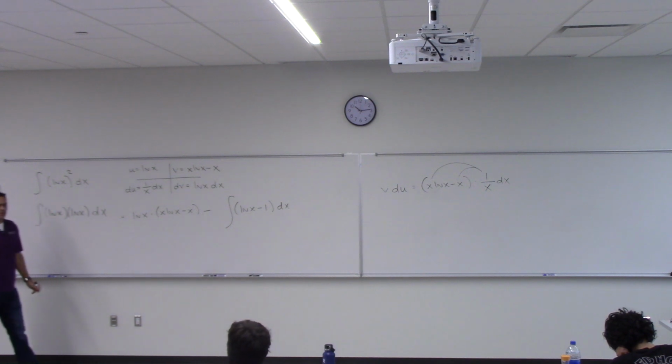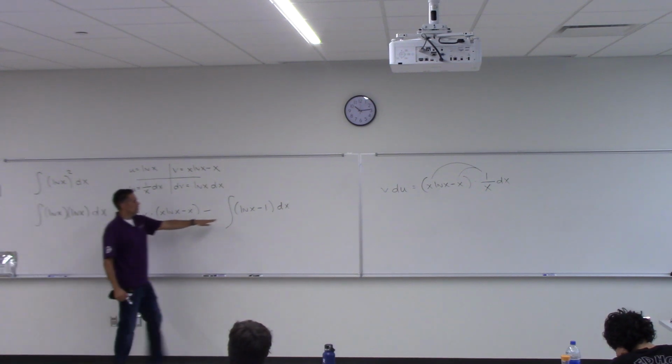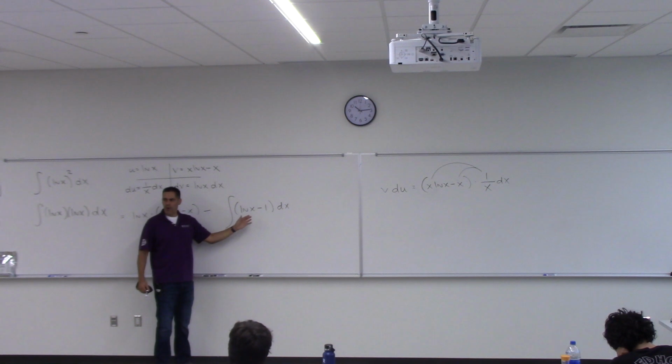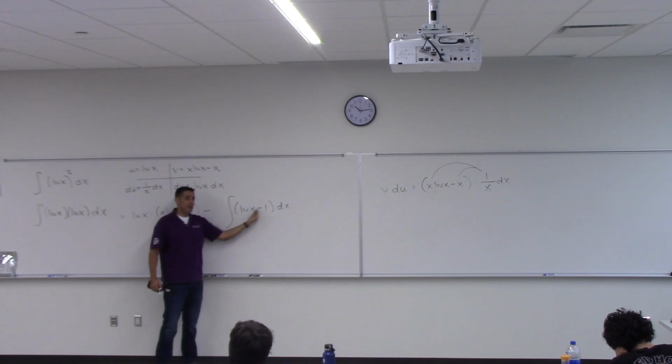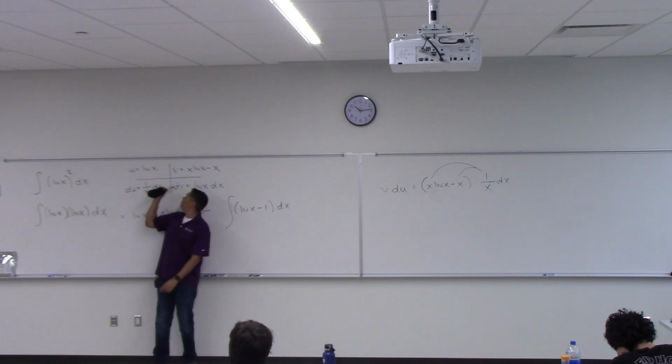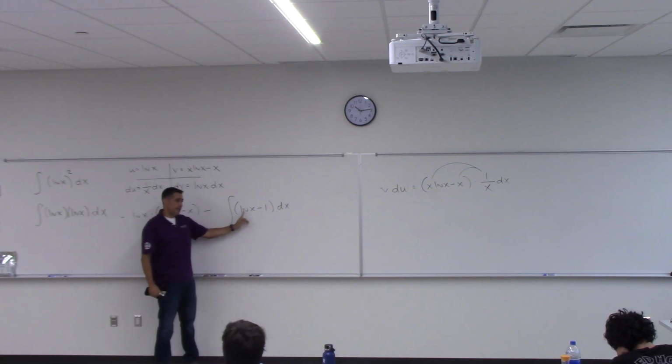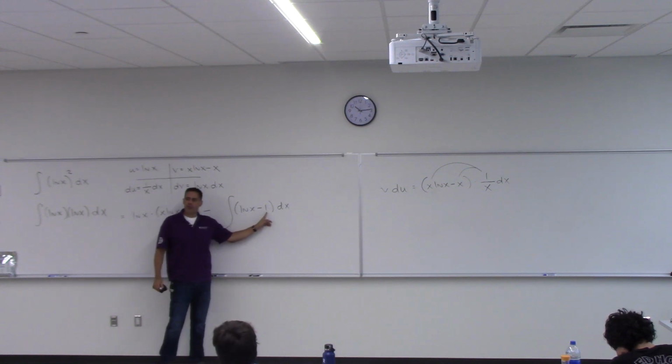Can you find the antiderivative of that? Yeah, this should be no problem, right? Subtraction, I can do them piece by piece. What's the antiderivative of this? Well, we know that, right? We actually used it right there. So we already know the antiderivative of that. And the antiderivative of 1 should just be x. So we're there.